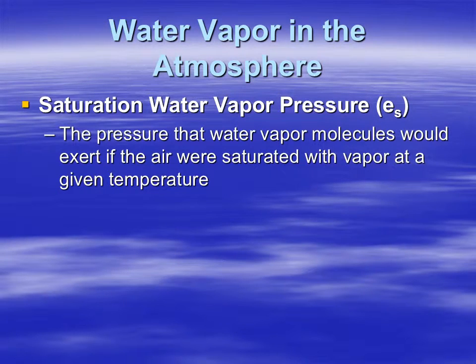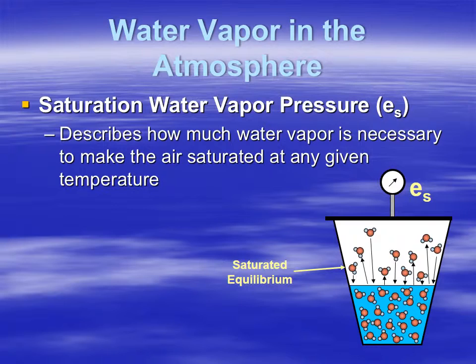There comes a point where the number of water vapor molecules in the air reaches its limit, and the water vapor molecules will start to return back to the water surface. We call that point the saturation point, and we can measure its pressure, and that would be the saturation water vapor pressure. So by definition, the saturation water vapor pressure is the pressure that water vapor molecules would exert if the air is saturated. And we also say that it reaches equilibrium, and that's at a given temperature. It happens at a given temperature.